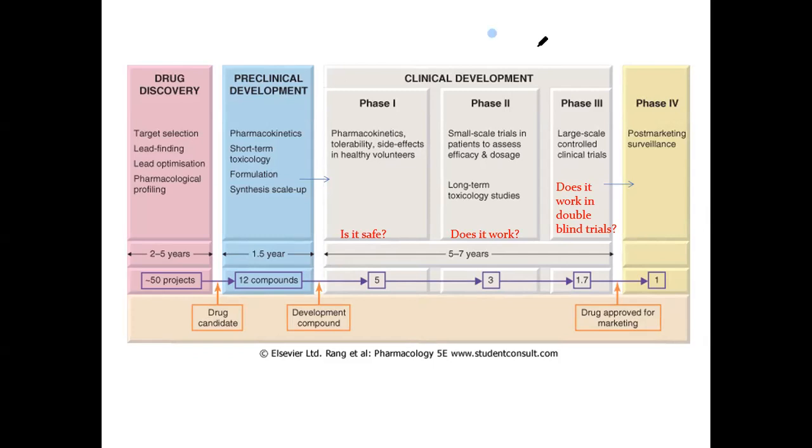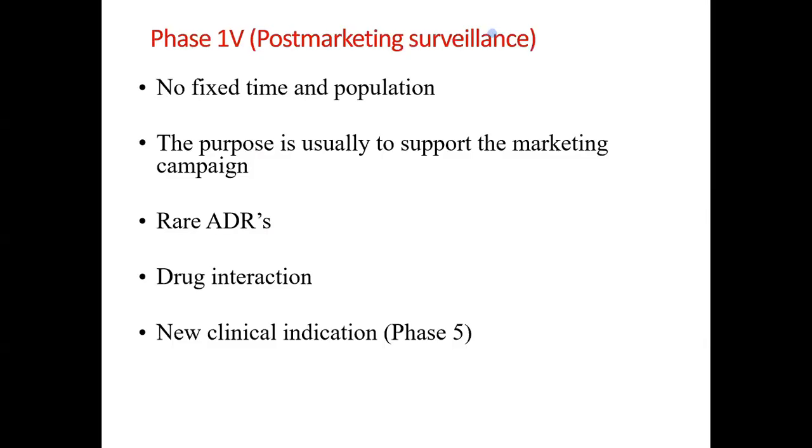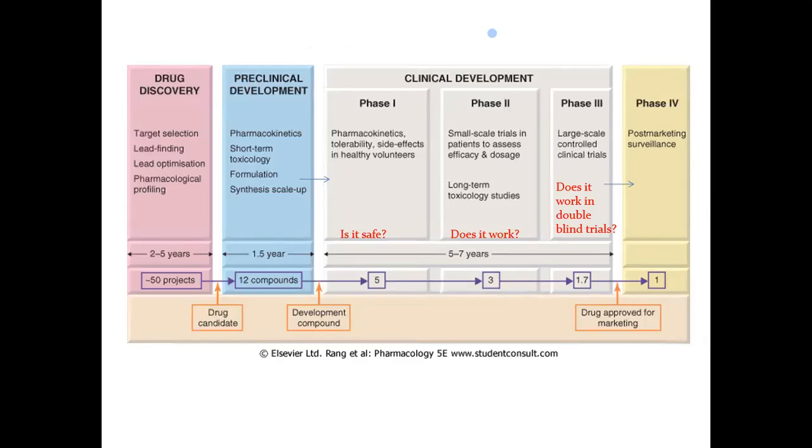Then, if you look at the clinical development, again we have phase 1, where we identify the pharmacokinetics, the tolerability, and the side effects in healthy volunteers. So here you look at whether the drug is safe or not. This phase 1 is meant for pharmacokinetic studies, where you test for tolerability and side effects in healthy volunteers. So here we test whether it is safe. Here there are approximately 5 compounds.